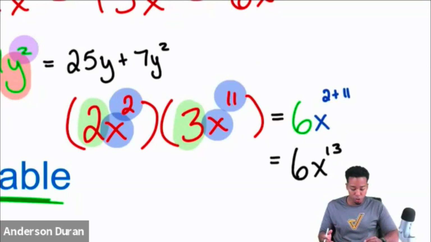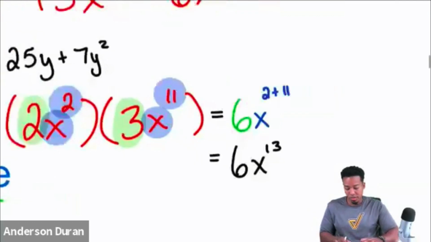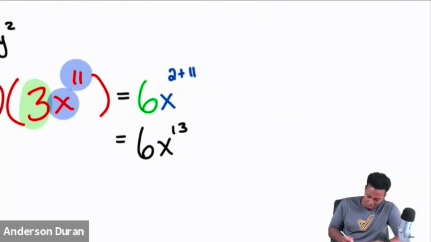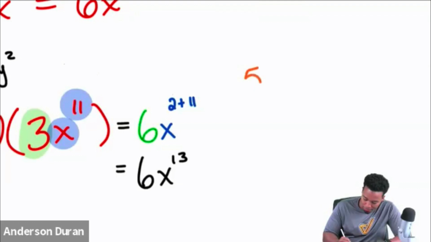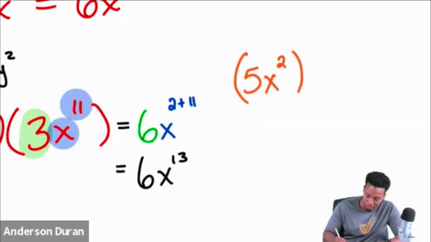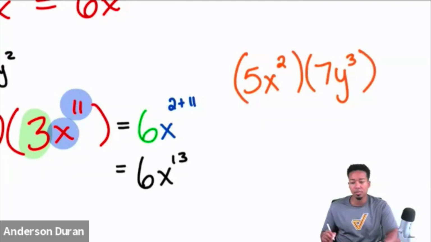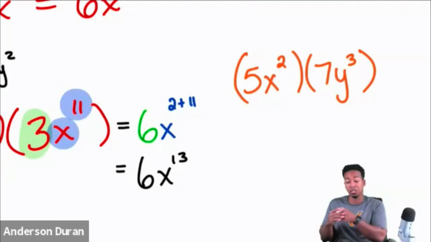Let me go ahead and show you an example of where this wouldn't actually happen. So for example here, let's get another one in. Let's go ahead and say we have 5x squared, and we're multiplying this with, let's say, 7y cubed. So if we're taking a look at something like this here, let's try it out. So everybody, the 5 and the 7, what do we do with those?